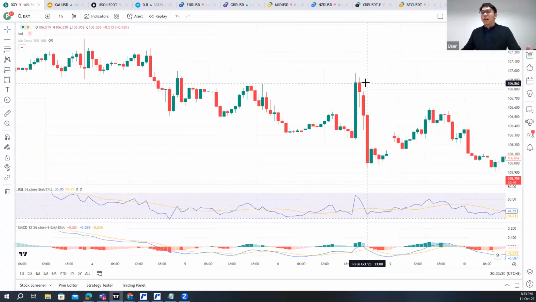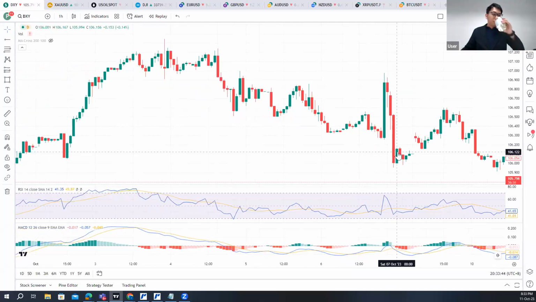And then after the market digests the economic data, they think, oh, the unemployment rate is high and the wage growth is slowing down. Maybe the Federal Reserve might consider not to increase interest rate further. And then after that, you can see what happened. The dollar strength actually softened.